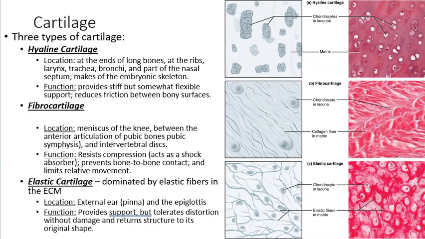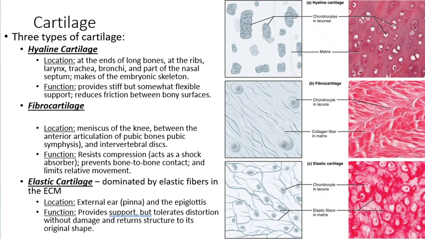So here are the three types of cartilage. You have hyaline cartilage, which is the most abundant type of cartilage, and it's located at the ends of long bones, the ribs, in your voice box and your windpipe, called the larynx and trachea respectively, the bronchi, and parts of your nasal septum. It even makes up the embryonic skeleton before it turns to bone.